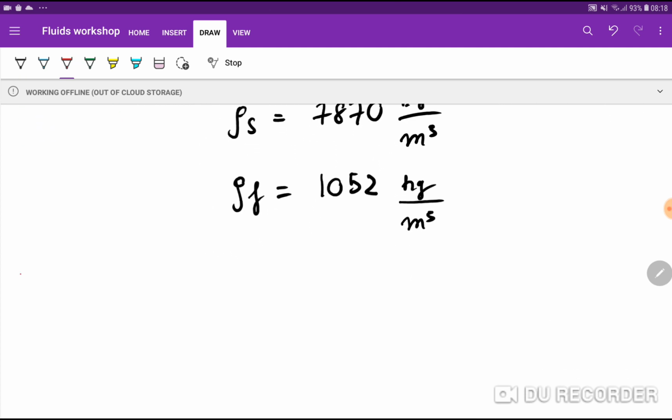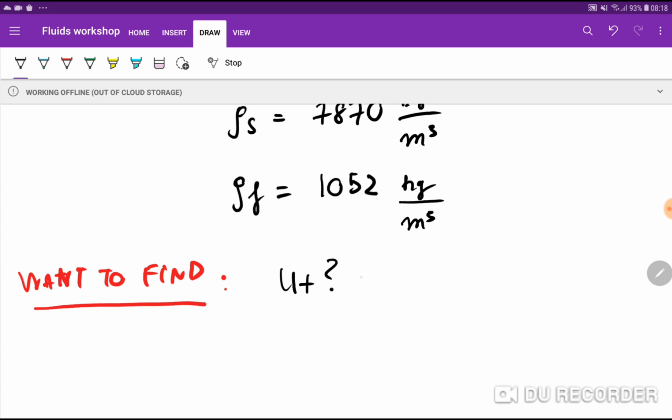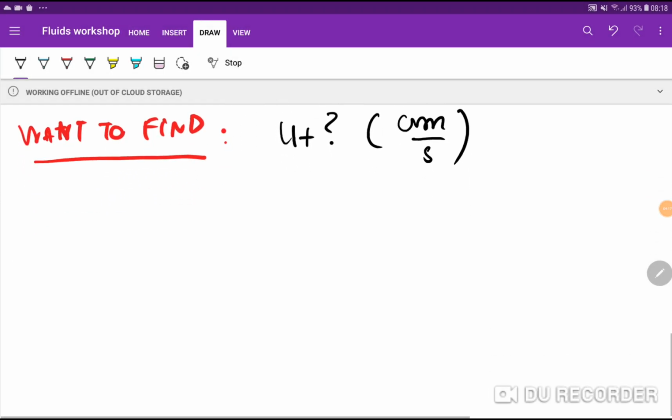So what does the problem want us to find? The problem wants us to find the terminal velocity in centimeters per second. So this is the general overview of the problem. Let's see what the concept and formula are that we will use.